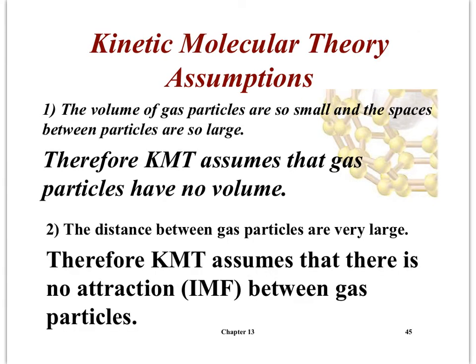So here are the 2 assumptions that kinetic molecular theory makes. The first assumption is that the gas particles are so small and the spaces between them are so large that the volume of the gas particles themselves is negligible. When we plug V into PV equals nRT, we're plugging in the volume of the container, not the volume of the gas particles themselves. So whether it's CO2 or helium or neon, as long as it's in a 2-liter container, we just plug in 2 liters for the volume.